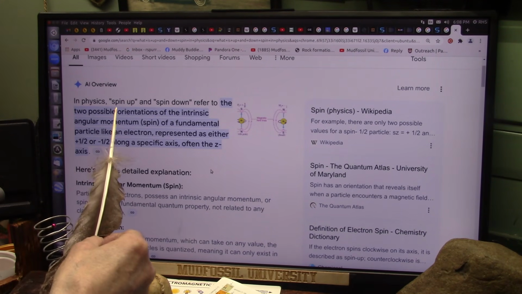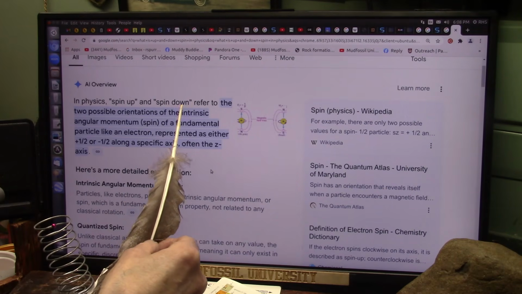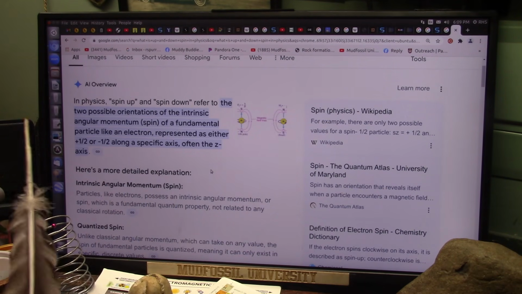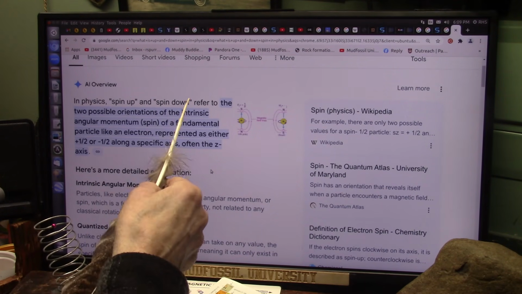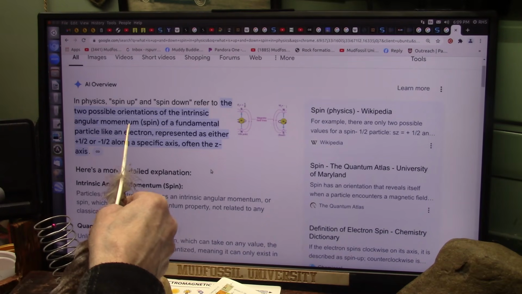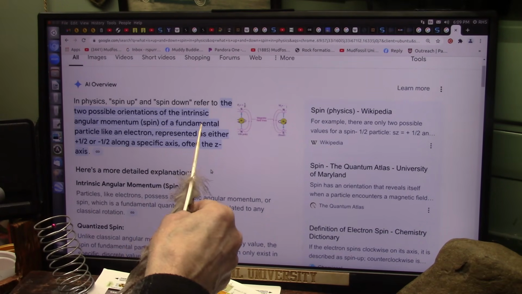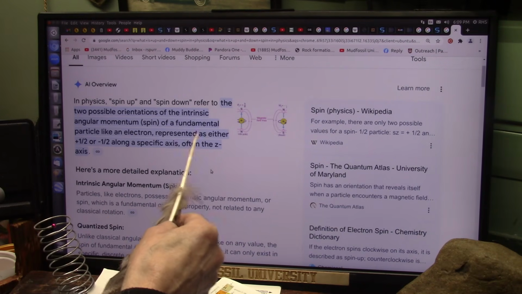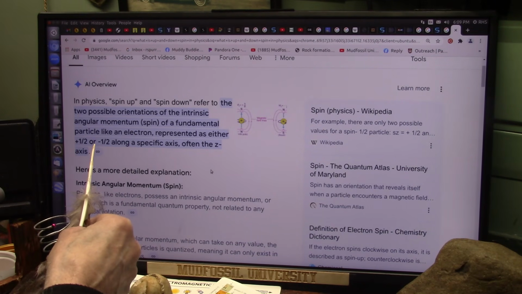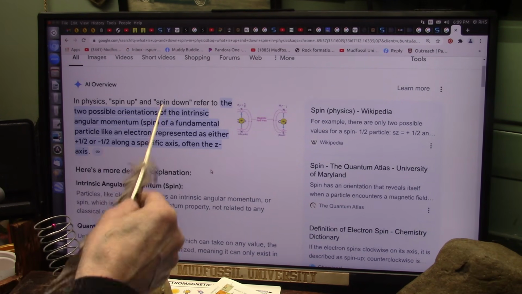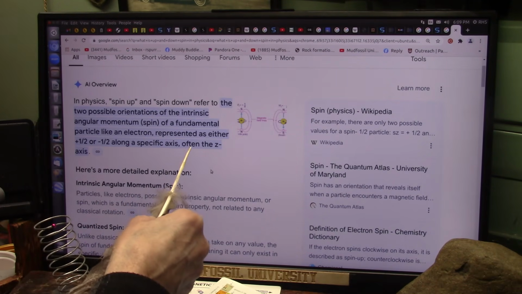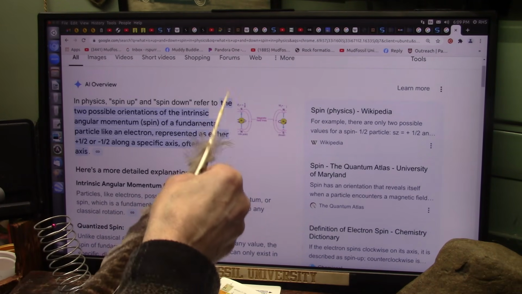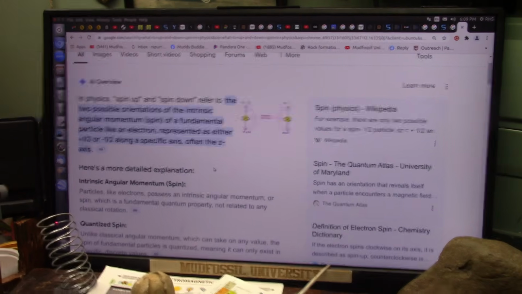You see this? In physics, upspin and downspin refer to the two possible orientations of the intrinsic angular momentum, which is the spin of a fundamental particle like an electron, represented as either plus 1/2 or minus 1/2 along a specific axis, often the z-axis. Well, let's take a look at this.